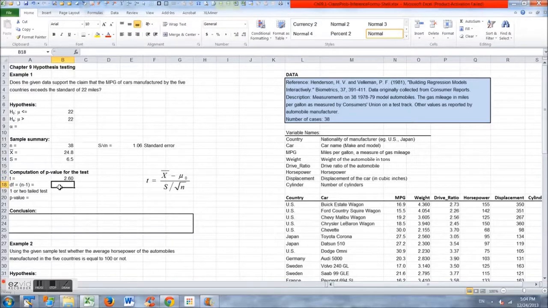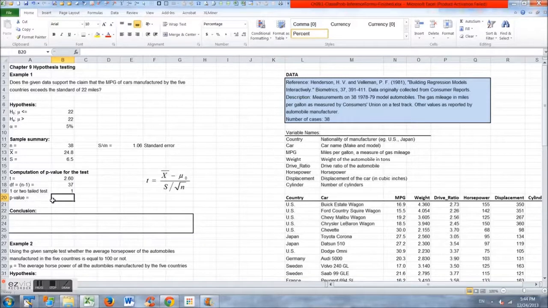Now the degrees of freedom is n minus 1. So that is n here minus 1. Next, is this a one-tailed test or a two-tailed test? Well, you look at the alternative hypothesis. If it is not equal to, then it is a two-tailed test. If it is other than not equal to, then it is a one-tailed test. So one-tailed test.